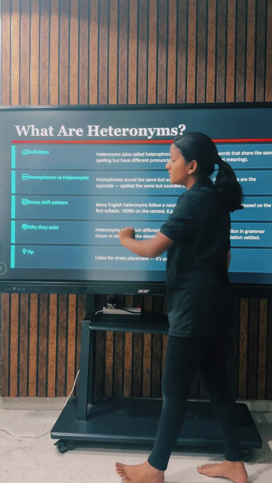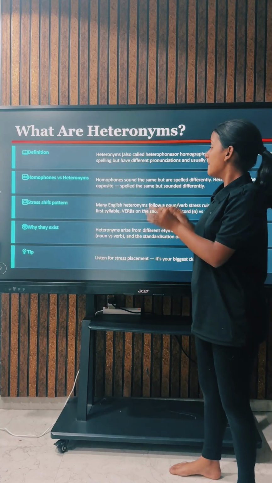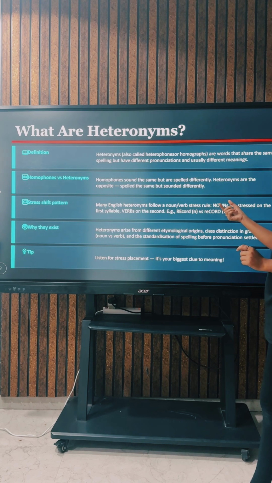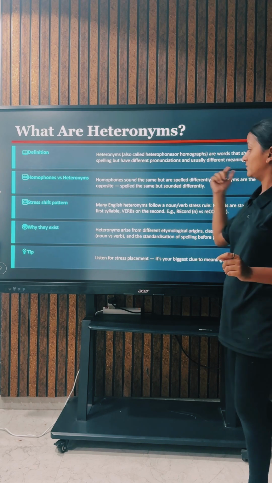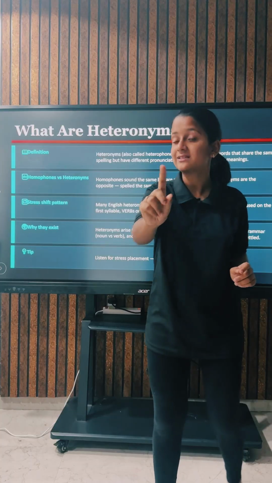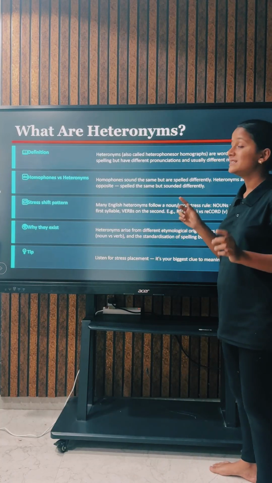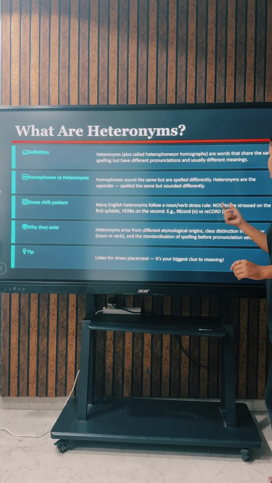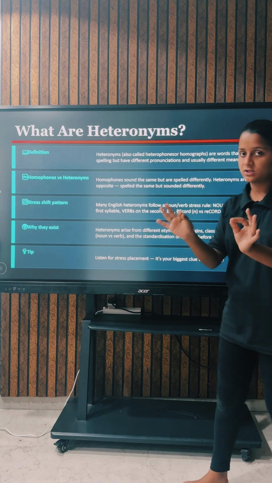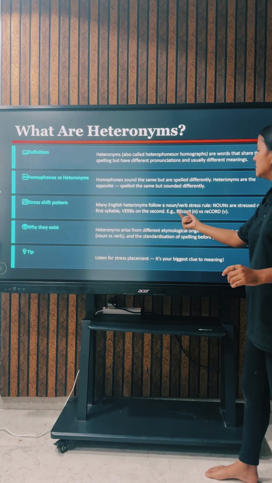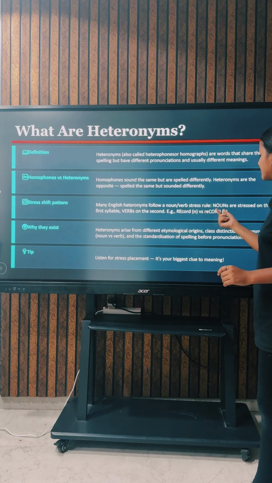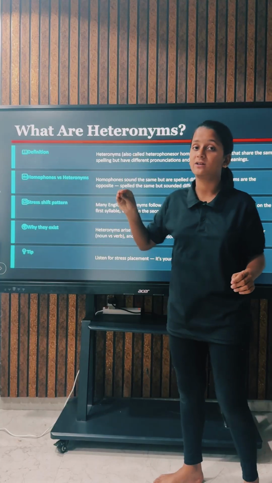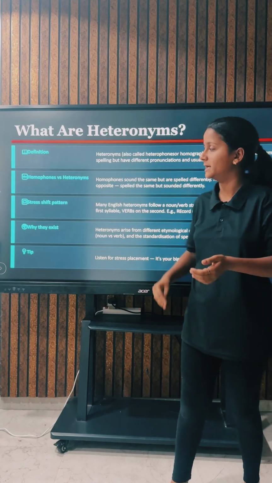Then, a stress shift pattern. What does this mean? Many English heteronyms follow a noun or verb stress rule. Nouns are stressed on the first syllable, and verbs on the second syllable. For example, record. This one is a noun, as are most of them. Record versus record. This is known as the stress shift pattern, where you have to do the stress placement.